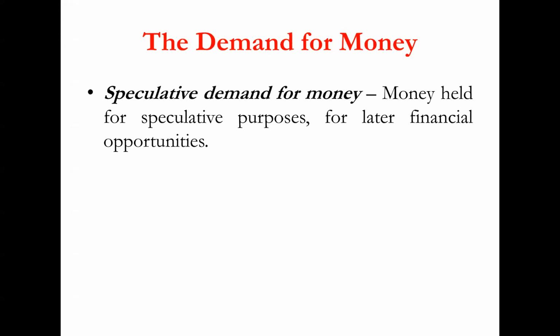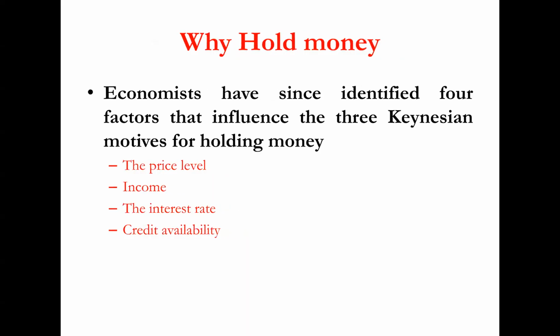The other one is the speculative motive. This one states that people hold money for speculative purposes, for later financial opportunities. The word speculate simply means it's more like planning. You are holding something because you are waiting for some better opportunities. Some people just hold money. They're like, okay, let's wait. Maybe there will be a better opportunity where you're going to invest this money, and they hold on to money to wait for that time. So that is called the speculative motive.